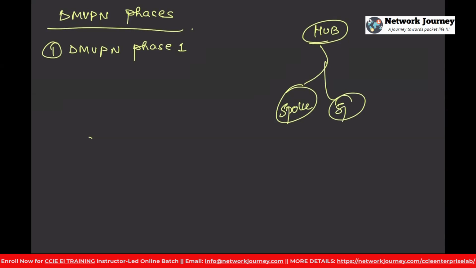Okay. So DMVPN phases. Phases you can see like versions. First is your DMVPN phase 1. What is going to happen here is you will have a hub router which is connected to two spokes. For example, this is the topology I'm making, over the internet.